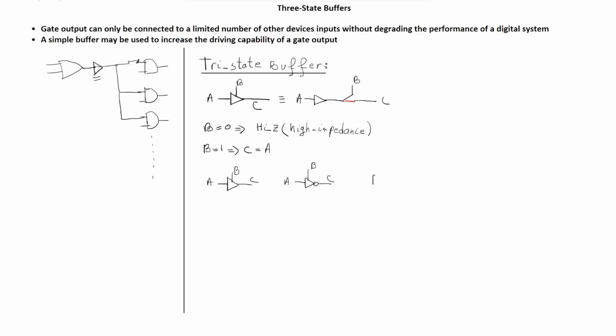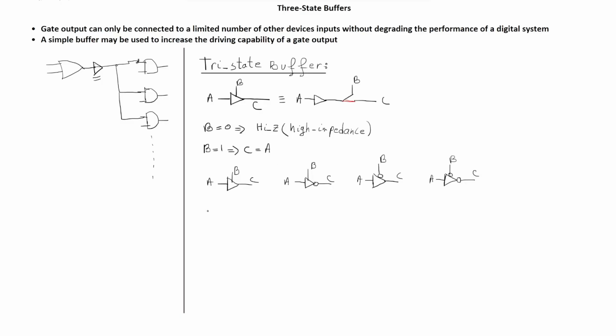We have this kind here, where we have the bubble on the control input. So this is B, this is the A input, and this is the C output. And also we have this kind of three-state buffer, which has an inverter on both the control input B and the output C, and this is input A.